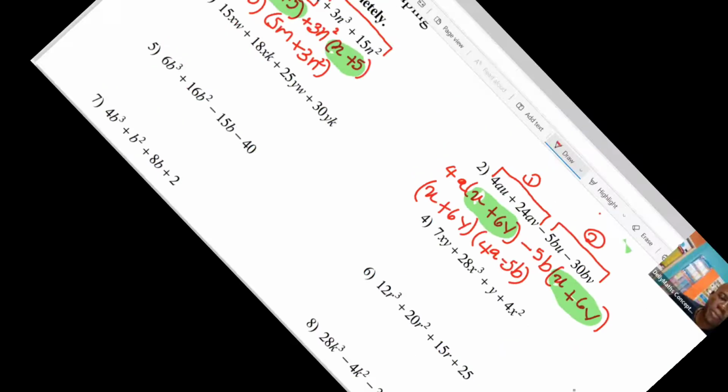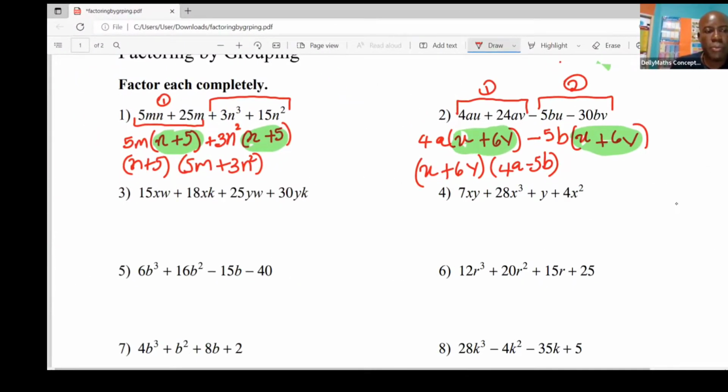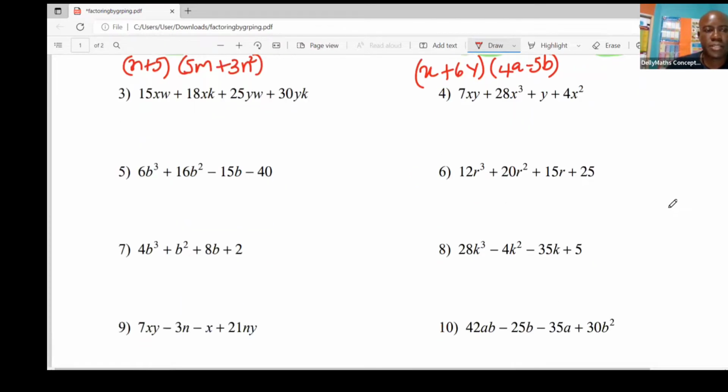Let's look at number 3. We're going to be grouping them, right? Just the same. So we're talking about grouping these two and those two. For the first group that I have here, I'm going to use 3x. 3x into 15xw would give 5w. 3x into 18xk would give 6k.